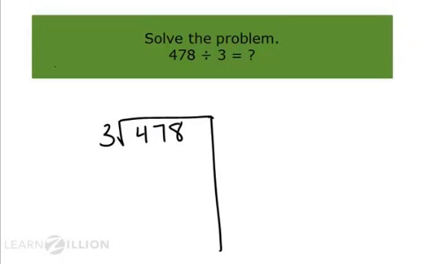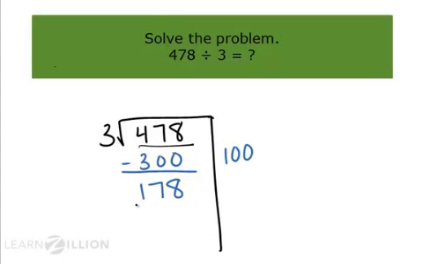Let's solve 478 divided by 3. Again, I need to think about multiples of 3 that I can easily use that would give me close to 478, but not over 478, not greater than that number. I'm going to use a multiple of 100 because I know that 3 times 100 is equal to 300. So if I have 100 groups of 3, I have a total of 300, which I can subtract from our number 478 and see that I have 178 left.